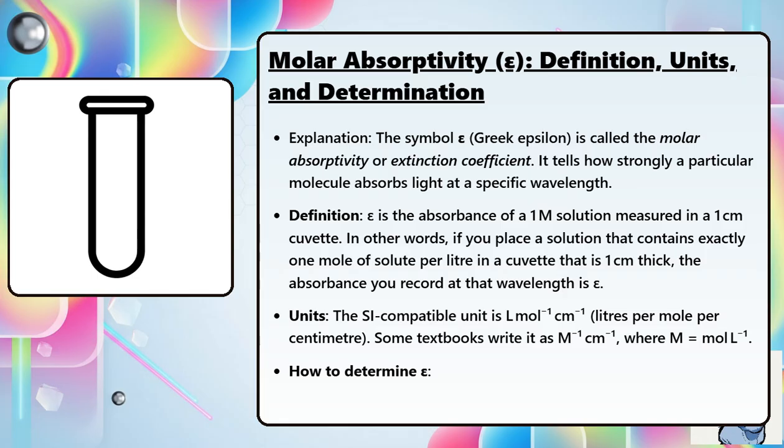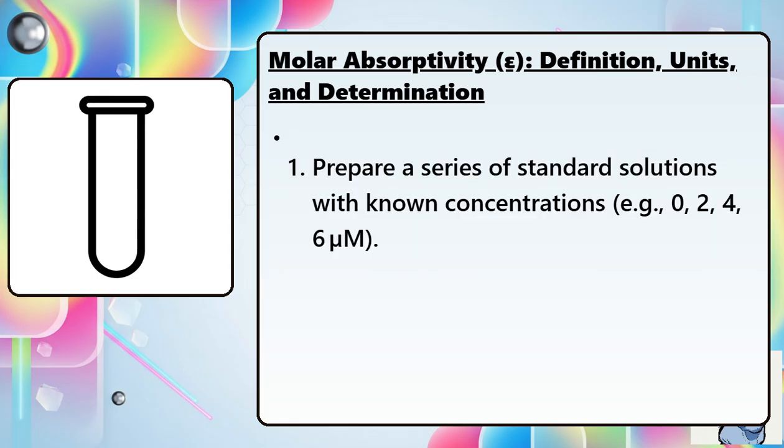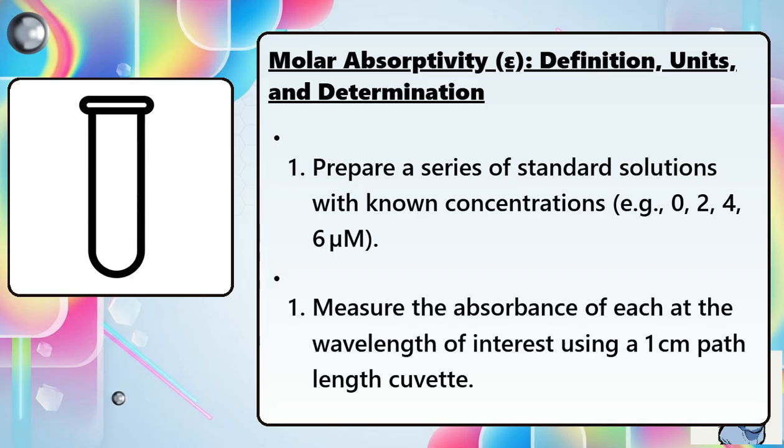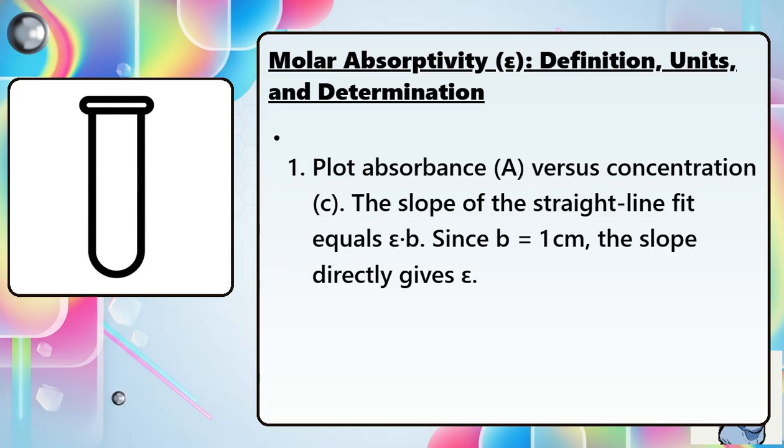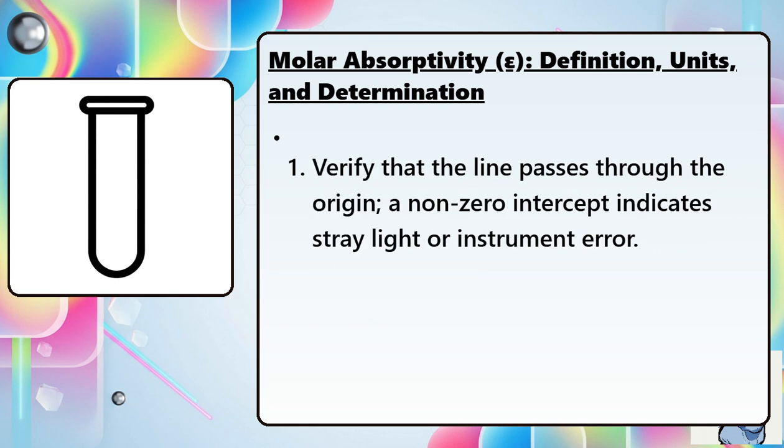How to determine epsilon? Step 1. Prepare a series of standard solutions with known concentrations, for example 0, 2, 4, 6 micromolar. Step 2. Measure the absorbance of each at the wavelength of interest, using a 1 centimeter path length cuvette. Step 3. Plot absorbance A versus concentration C. The slope of the straight line fit equals epsilon times b. Since b equals 1 centimeter, the slope directly gives epsilon. Step 4. Verify that the line passes through the origin. A non-zero intercept indicates stray light or instrument error.